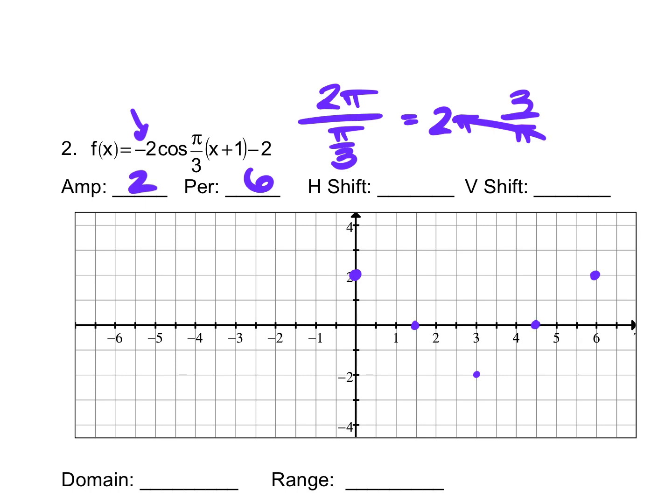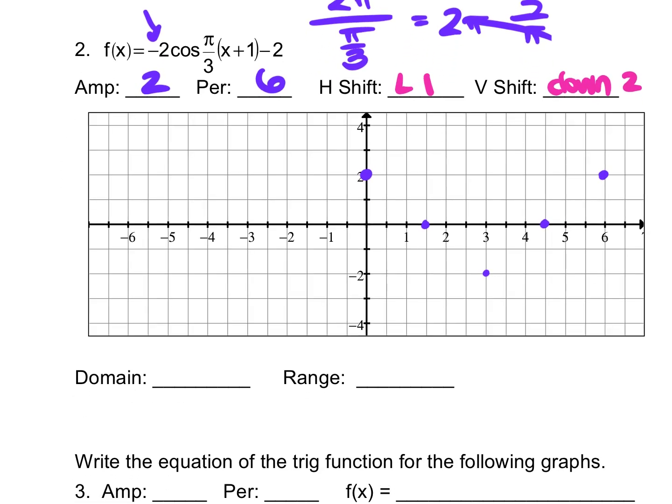Then we'll add in our horizontal and vertical shift. So with the +1, we moved left 1. With the vertical shift, we move down 2. And just be careful to count correctly on the graph because the x-axis is counting by halves and the y-axis is counting by 2s. So I'm going to take each point and move it left 1 and down 2. Left 1, down 2, and so on, until I have all 5 of my points.